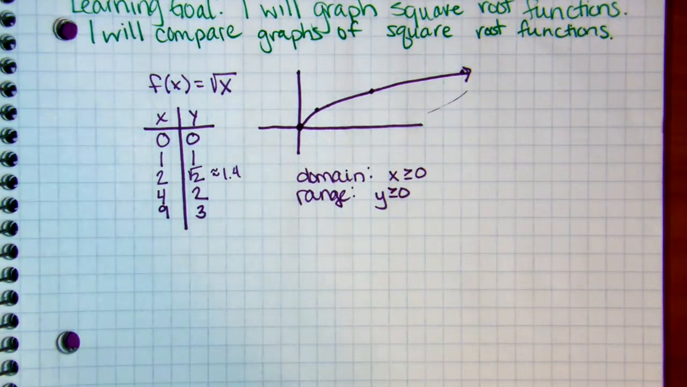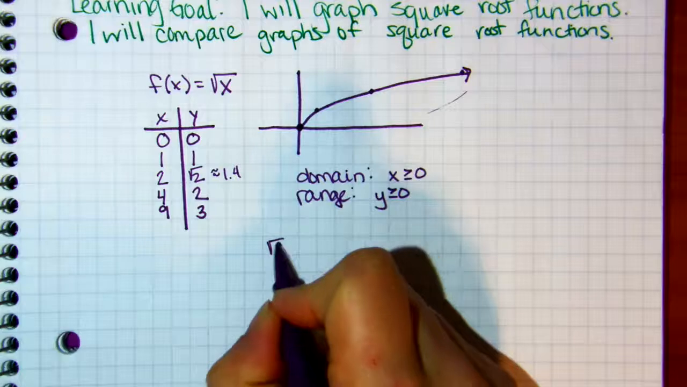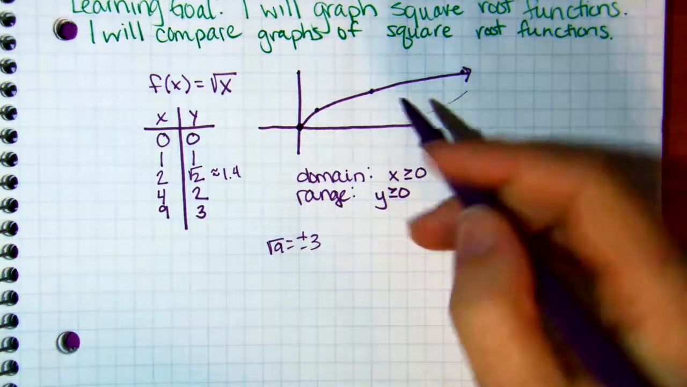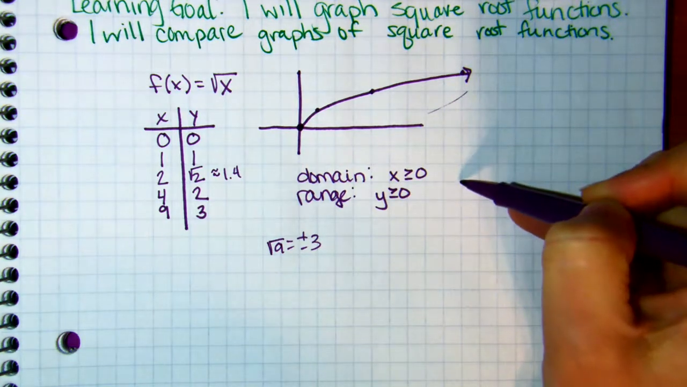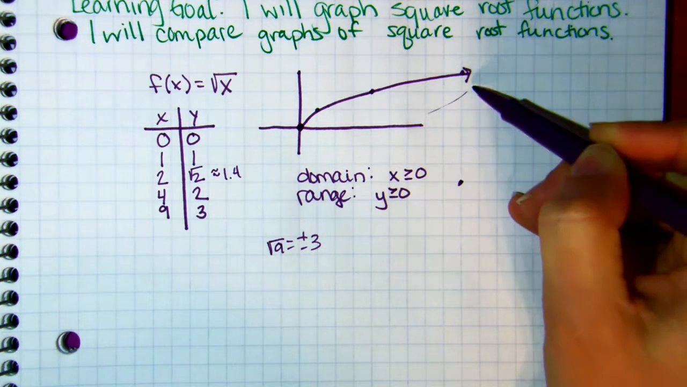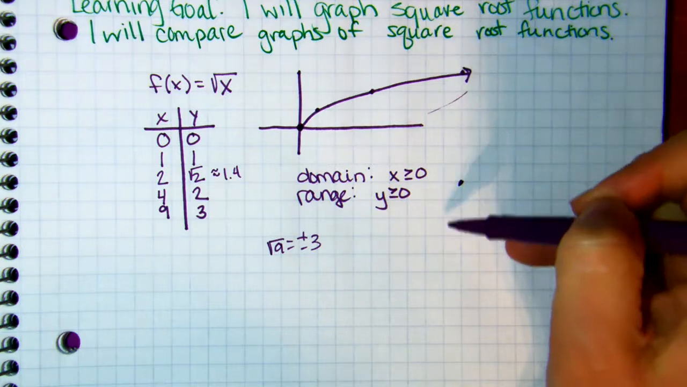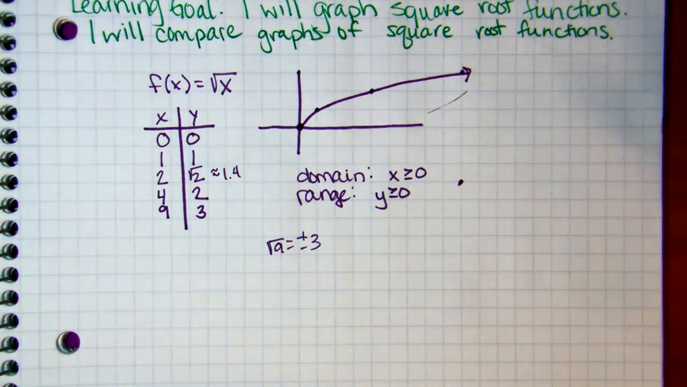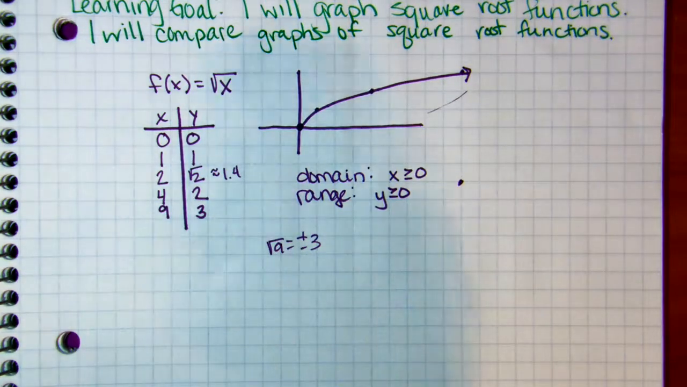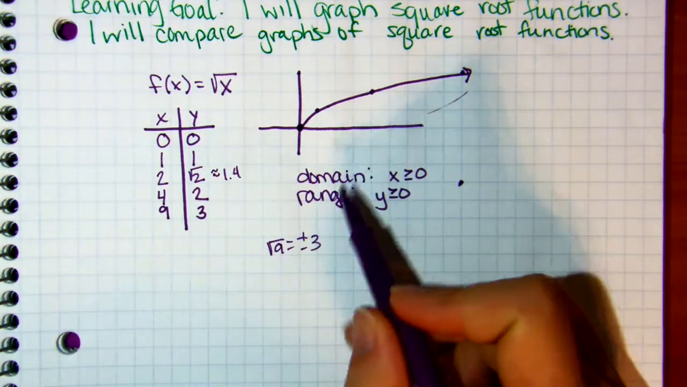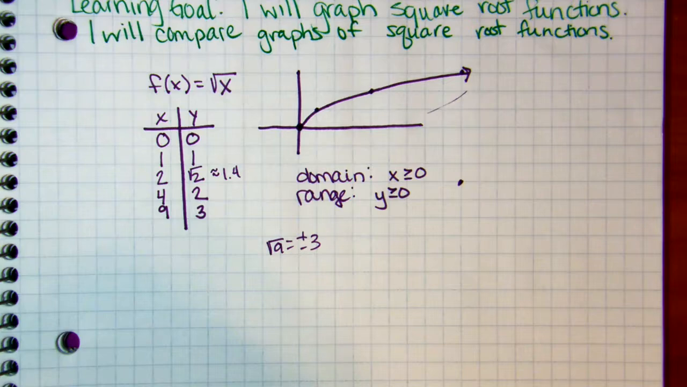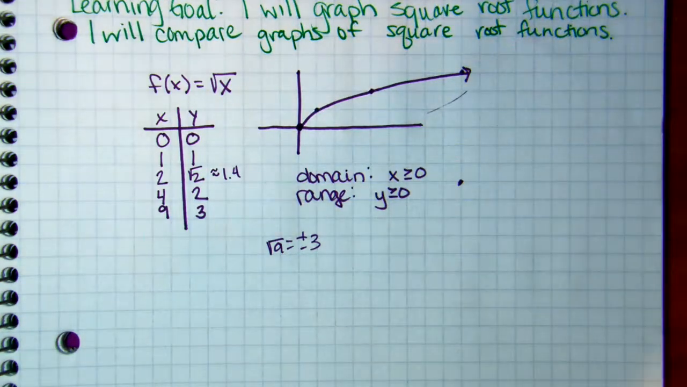Now I know in the past we talked about how the square root of 9 is positive or negative 3. But you'll notice that if I graphed those, then I would have 2 points that have the same x value but different y values. And that's not a function. So in order for this to be a function, what we do is we restrict it. So we're only looking for the positive square root values. That's kind of an important thing that we have to do in order to keep this a function.